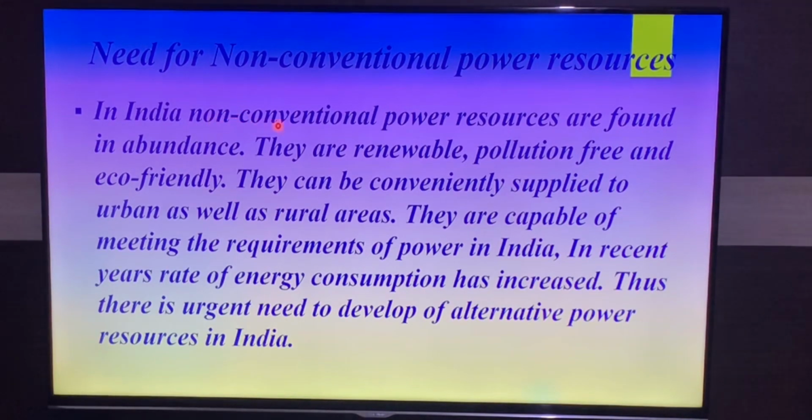As non-conventional power resources are plentiful, they are also renewable, pollution-free and eco-friendly, and they can be conveniently supplied to urban as well as rural areas. And they are capable of meeting the requirements of power in India. So it is an alternative power resource in India.